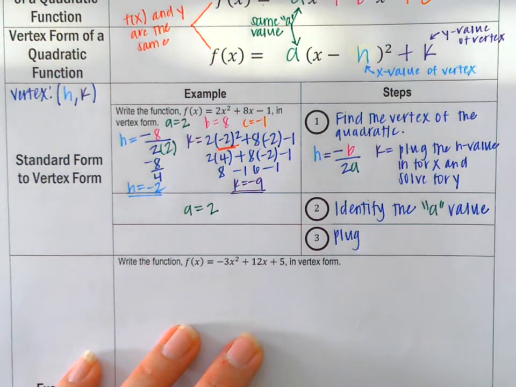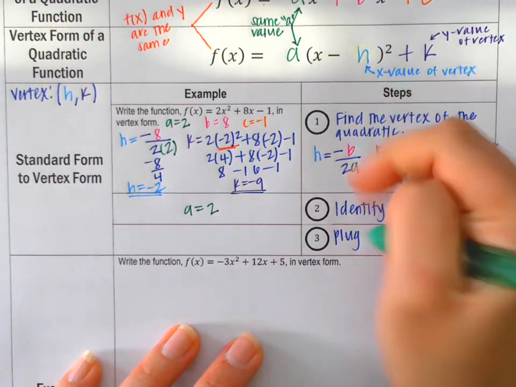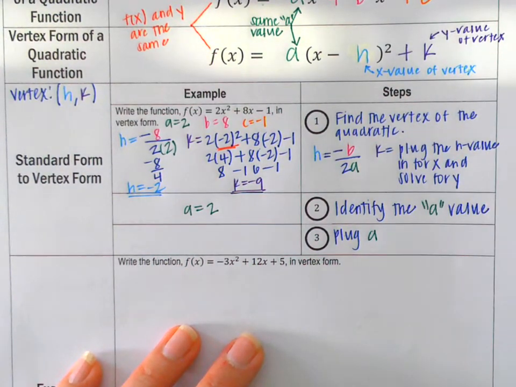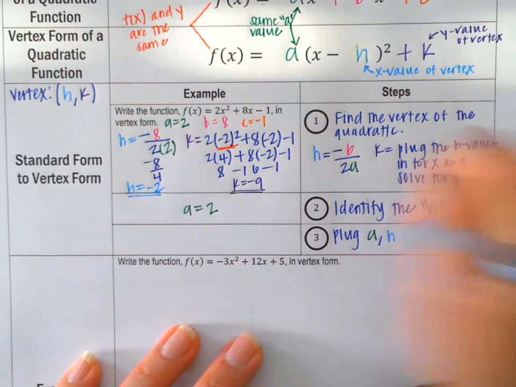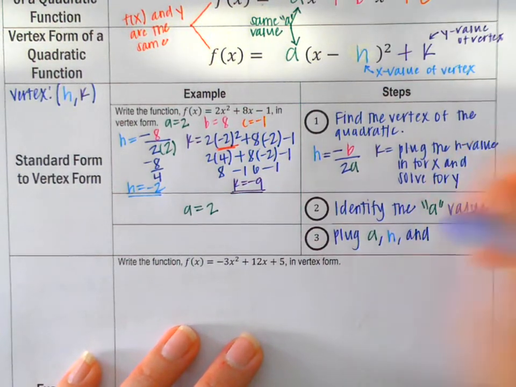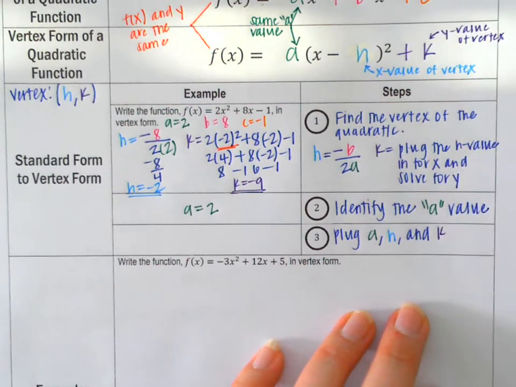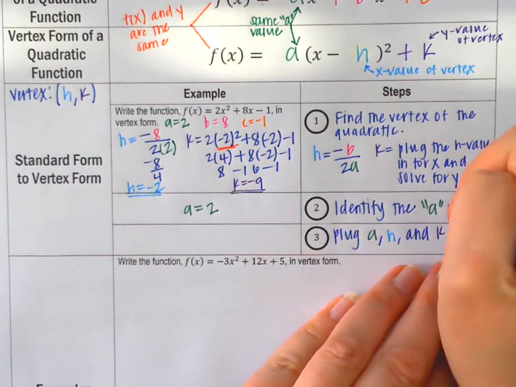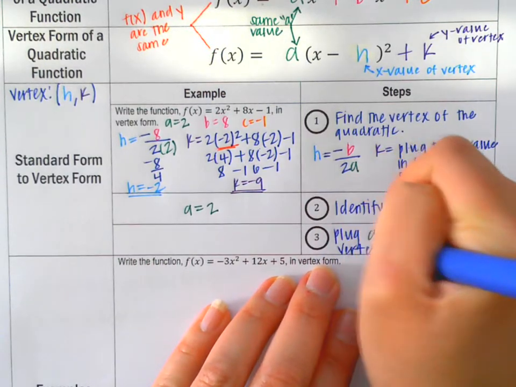So plug H, or let's start with A. Let's go in order. Plug A, H, and K. I'm going to squeeze this in. I should have written smaller. Into vertex form.